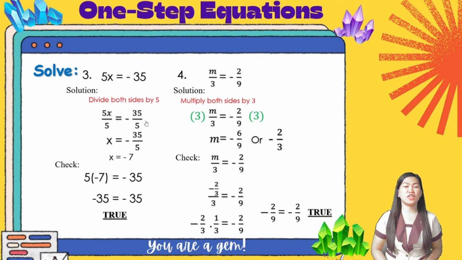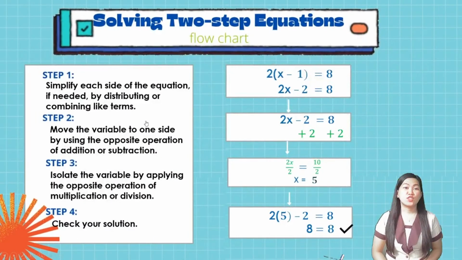And now, let us proceed with case number 2 in solving linear equations, and this is solving two-step equations. So here's the flow chart or the guide. Step 1, simplify each side of the equation if needed by distributing or combining like terms. The given is 2 times the quantity of x minus 1 is equal to 8, and by distributing 2 to x and to 1, we have 2x minus 2 is equal to 8.